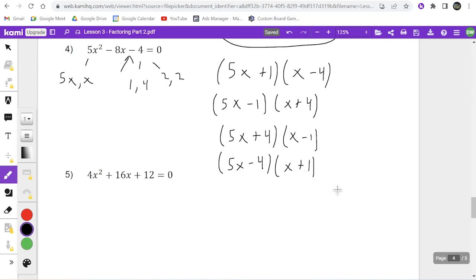There's 2 more to go because we have the 2 and the 2. We have 5x plus 2 times x minus 2, and then we have 5x minus 2 times x plus 2.